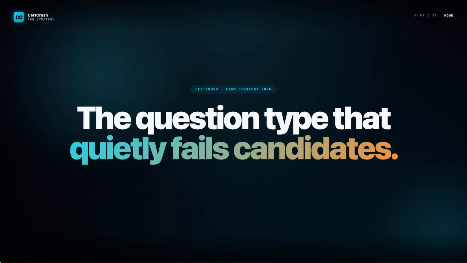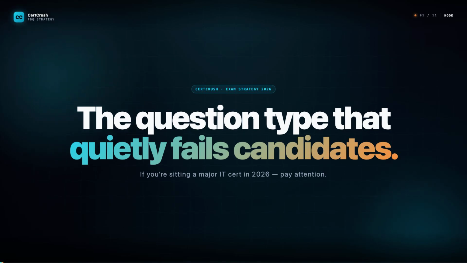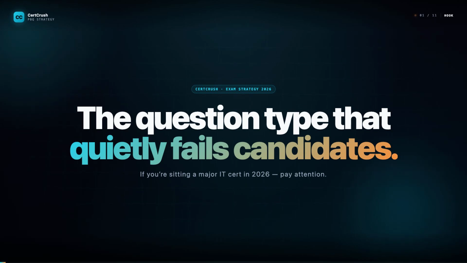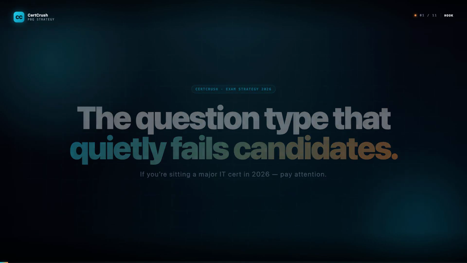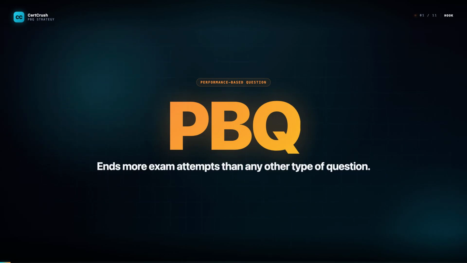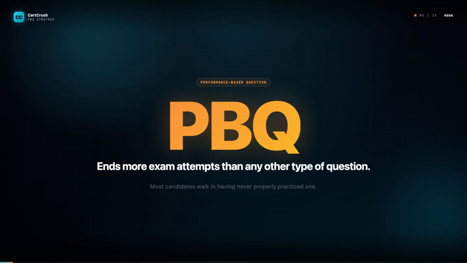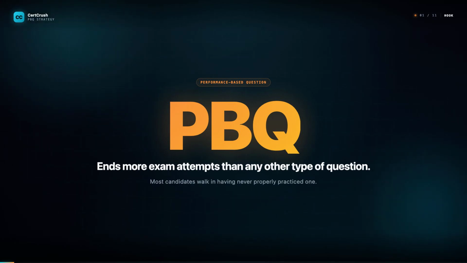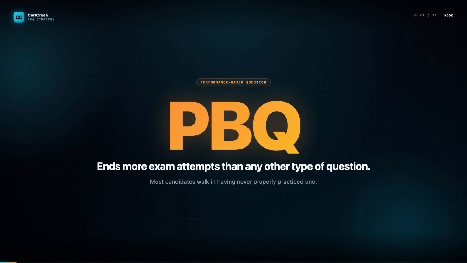If you are preparing for a major IT certification in 2026, there is one type of question that quietly ends more exam attempts than any other. It's not the tricky multiple choice. It's not the long-winded scenario. It is the performance-based question, or as most candidates call it, the PBQ. And here is the uncomfortable truth. Most people walk into the exam room having never properly practiced one.